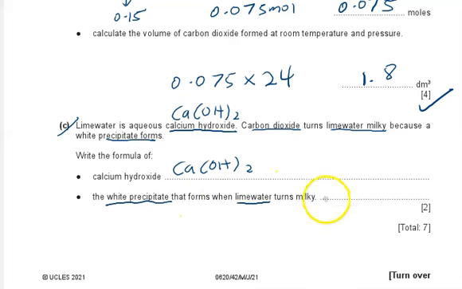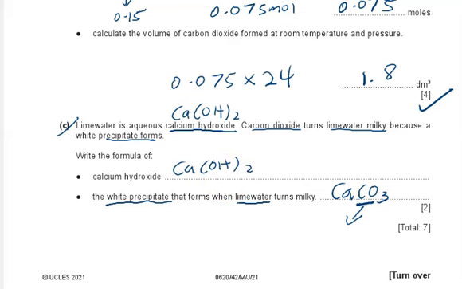So it will change to calcium carbonate. Okay, calcium carbonate. So remember, all carbonates are insoluble and will form a precipitate.